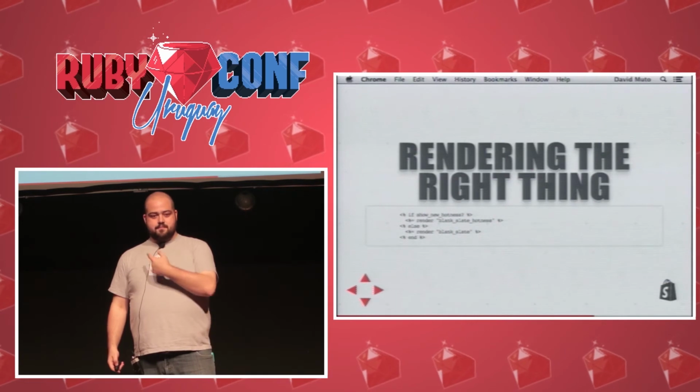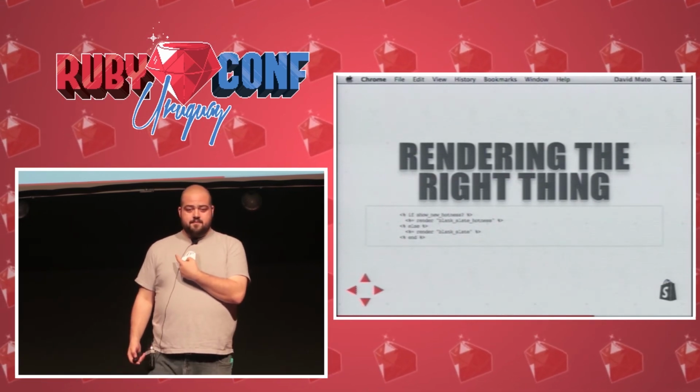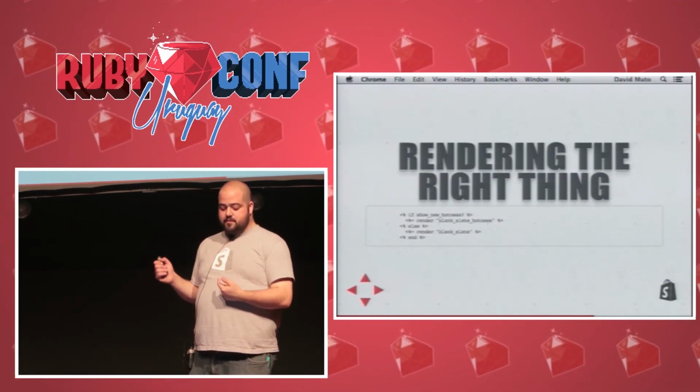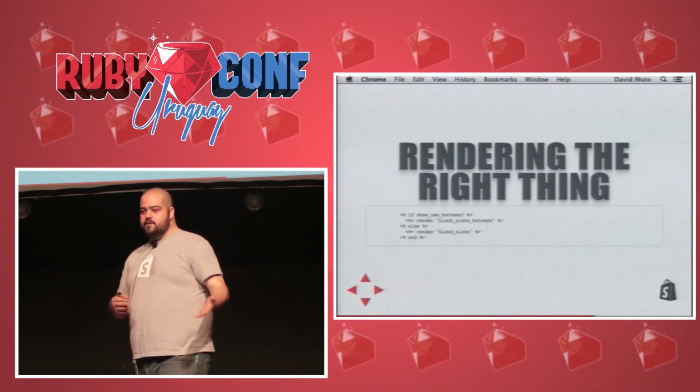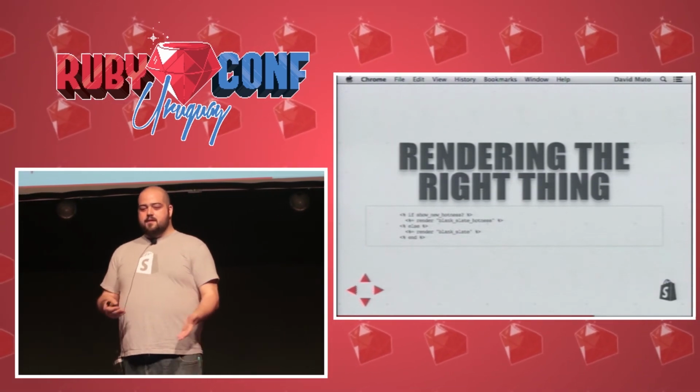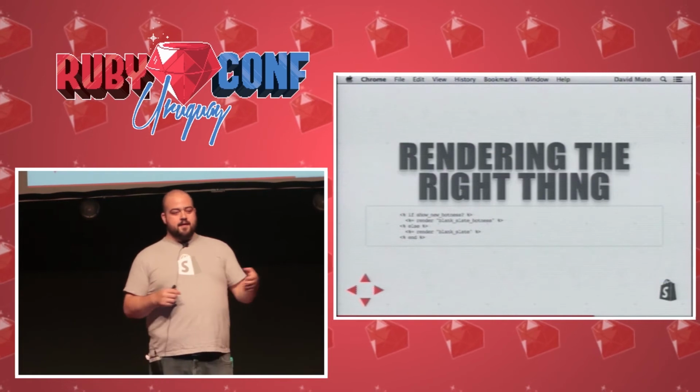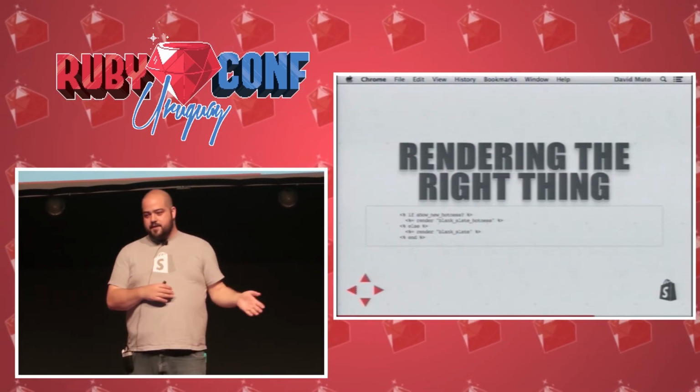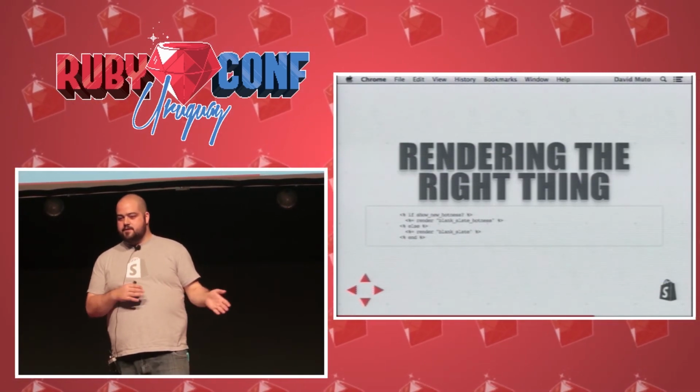Then you just have to update your view. If show new hotness, then render the blank slate hotness. Otherwise, render the old blank slate. So unqualified and control are actually seeing the same thing here, so I don't need a special case for the control group.